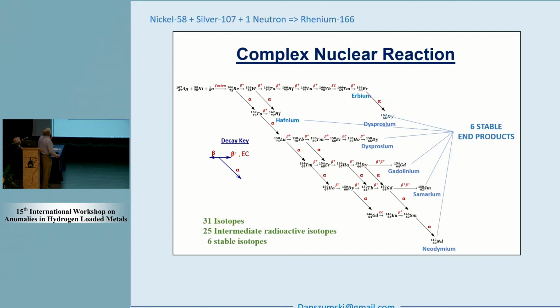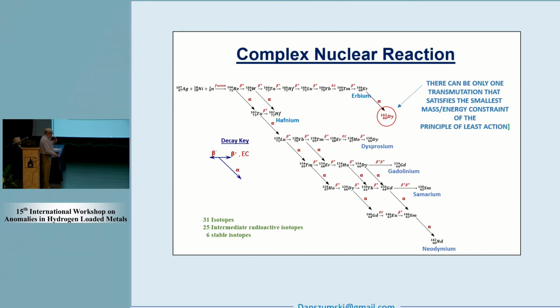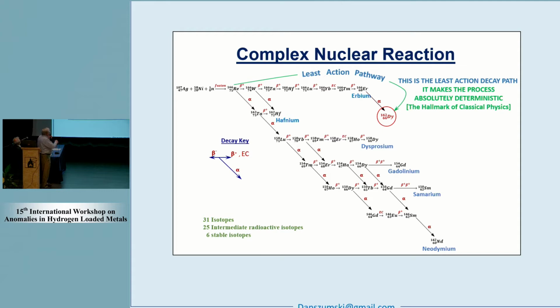For example, we can take our example here of nickel 58, silver 107, plus one neutron. We get rhenium 166. And that decays down myriad pathways to 2, 3, 4, 5, 6 stable isotopes. Which one is it that the LAMP process finds? There can be only one least action pathway, and in this case it's to dysprosium 162. This is the least action pathway.